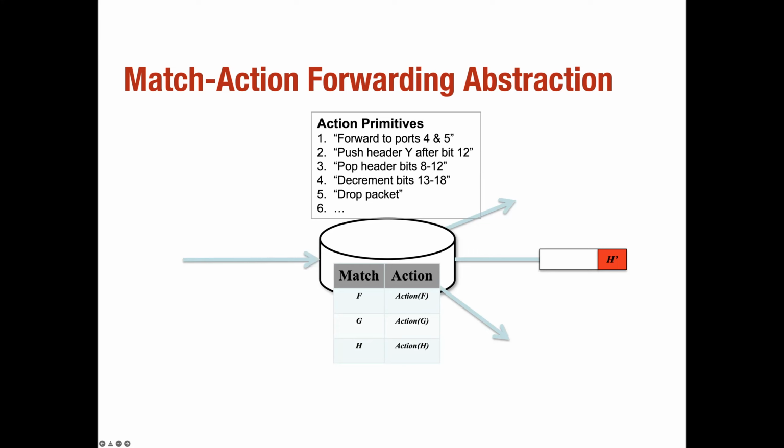So the action primitives here are forwarding. It can be as simple as forwarding to a specific port. They can also be used to push or pop header fields, and they can also be used to decrement some bits in the header fields or just drop packets. And I'm sure that some of you might be curious to hear what push and pop really mean. Where is it used?